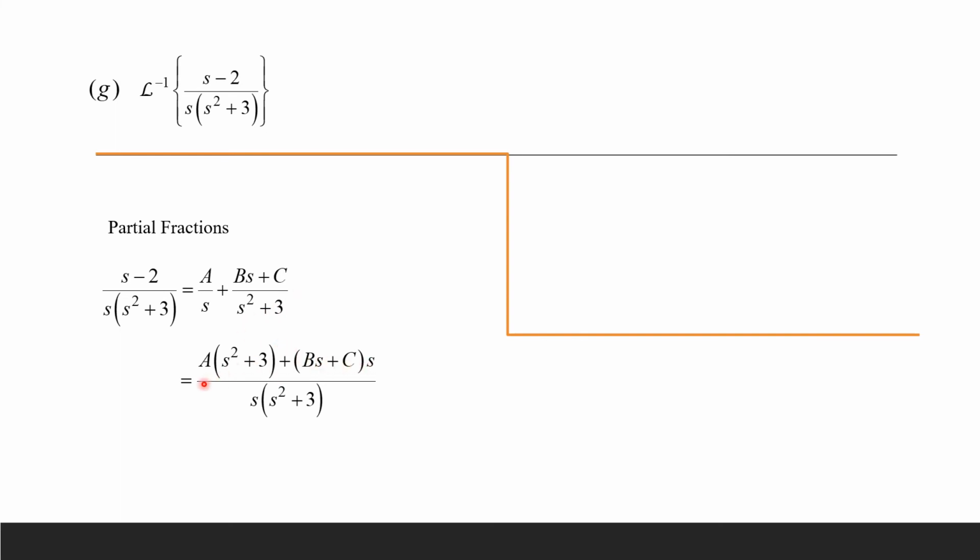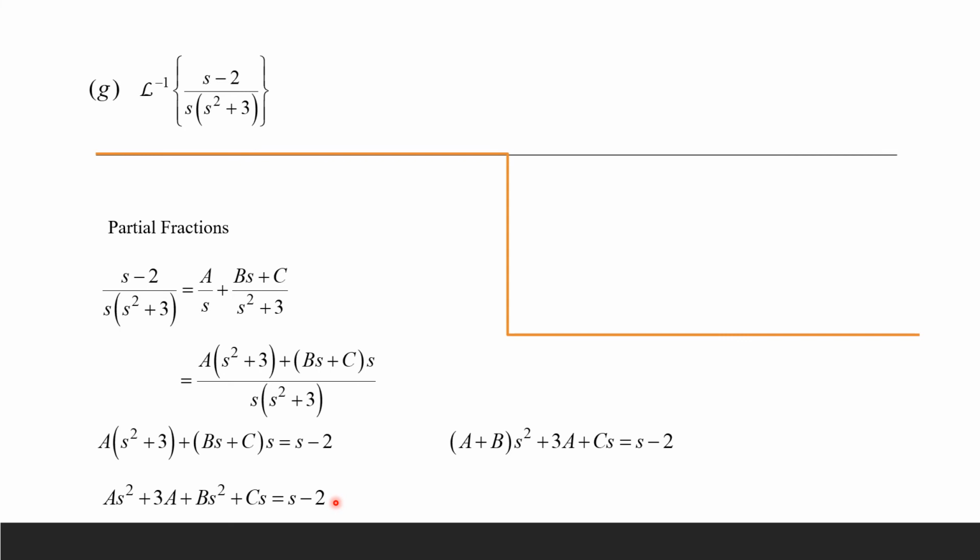Since the left side is equal to the right side, it shows that the left numerator must also be the same as the right numerator. So A times (s² + 3) plus (Bs + C) times s is equal to s − 2. Open up the bracket, we get As² + 3A + Bs² + Cs equals s − 2. Let us group the terms with the same powers of s. So we get (A + B) multiplied by s² plus 3A plus Cs equals s − 2. Compare the left side with the right side to get the unknowns A, B, C.